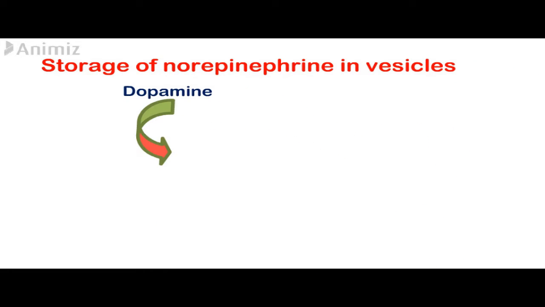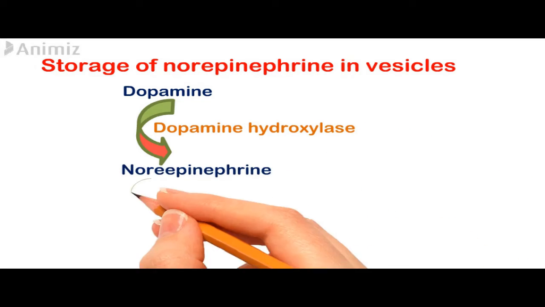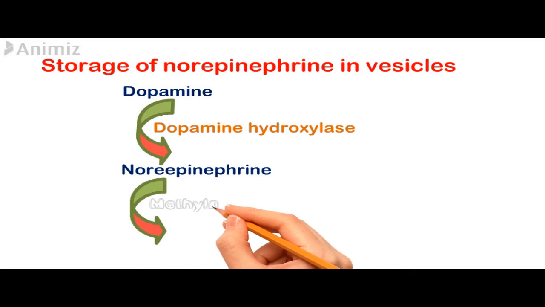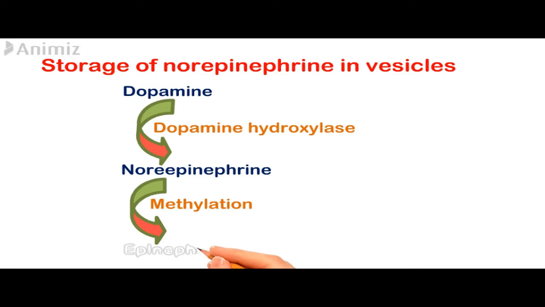So when dopamine is in the synaptic vesicles, it will be hydroxylated to form norepinephrine by the enzyme dopamine beta hydroxylase. And in the adrenal medulla, norepinephrine is also methylated to form epinephrine, which is released from the adrenal medulla.